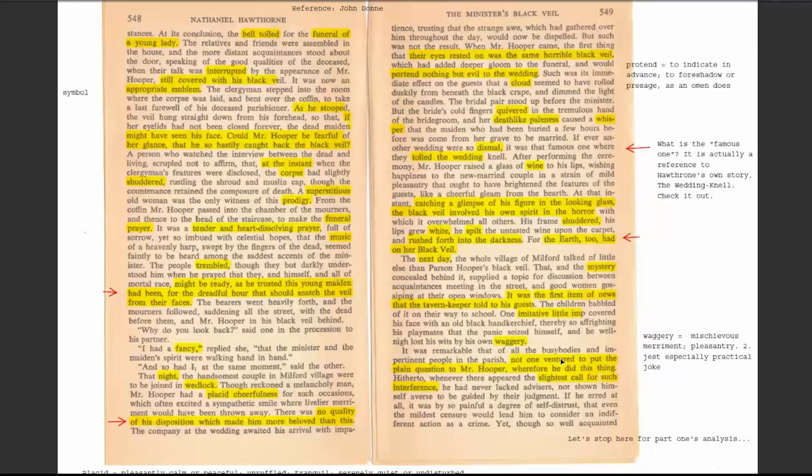What's waggery? His mischievousness. He scared the poop out of himself. It was remarkable that all the busybodies and impertinent people in the parish, not one, very important, ladies and gentlemen, not one ventured to put the plain question to Hooper, why are you doing this? What are you doing this for? What does it mean? Not one of them would say it. Not one of them would ask it.